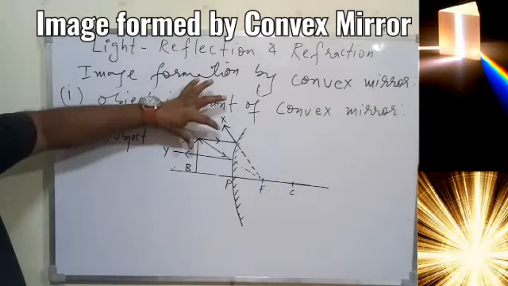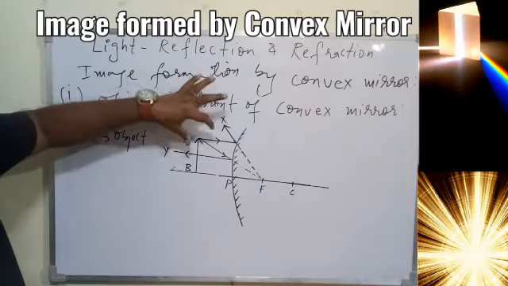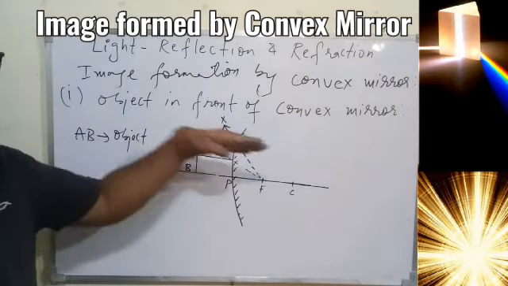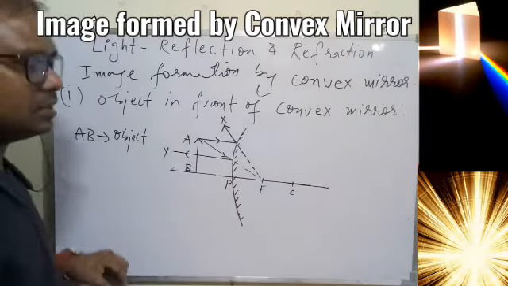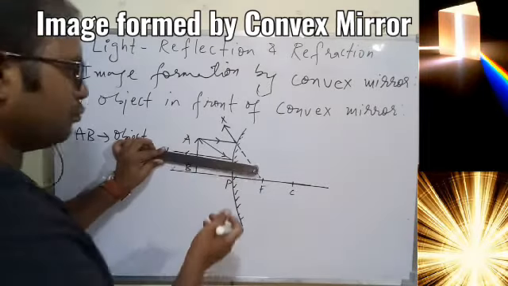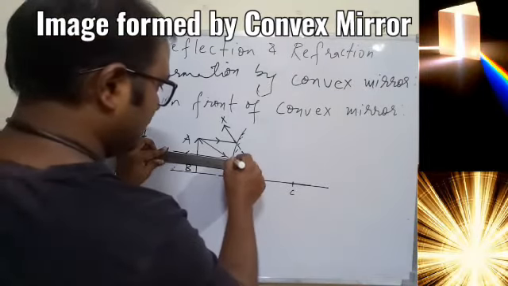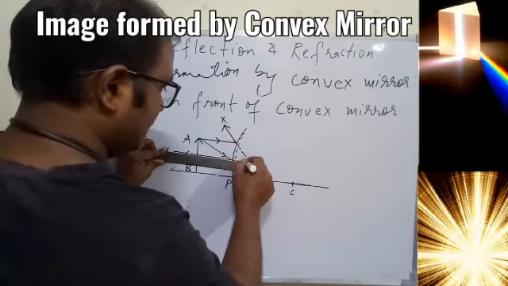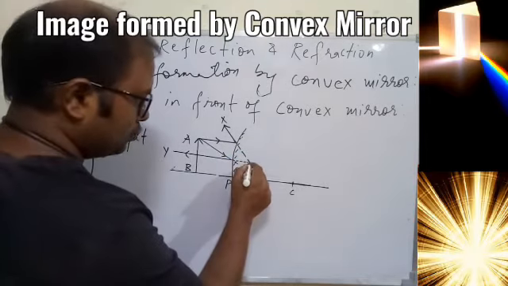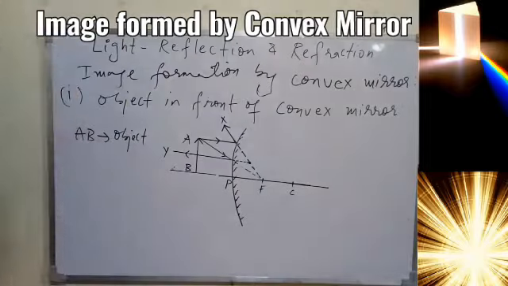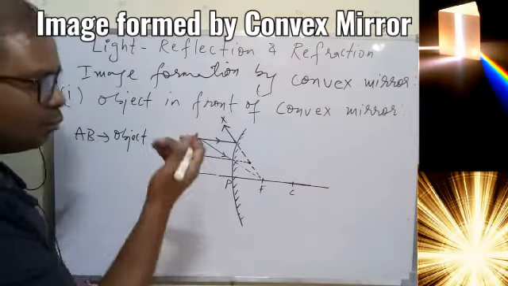Now again, if you see X and Y, they are basically diverging. So if they are diverging, again we need to extend both the rays behind the mirror. Wherever they seem to meet, the image has to be formed. So we have to join it backward. So this is the point where it seems to meet, that is X and Y.